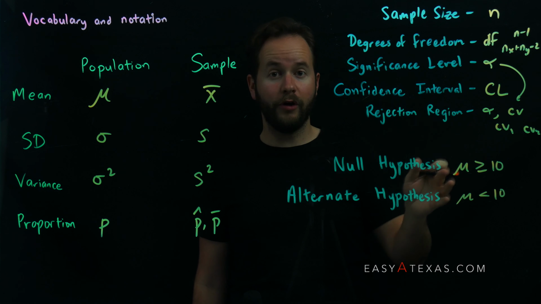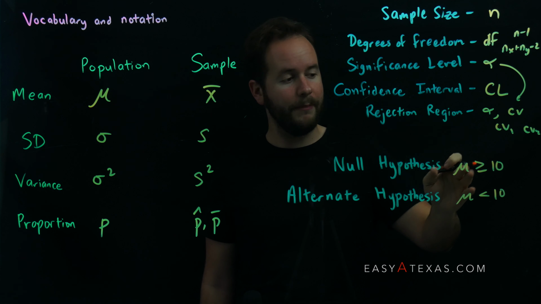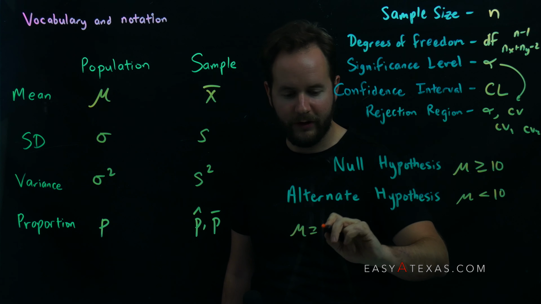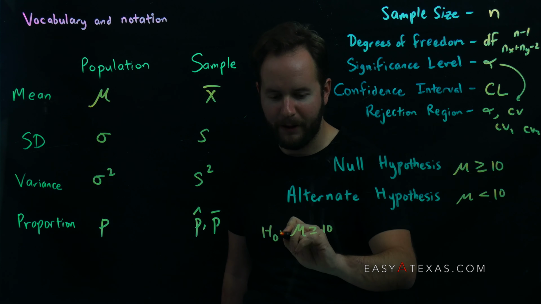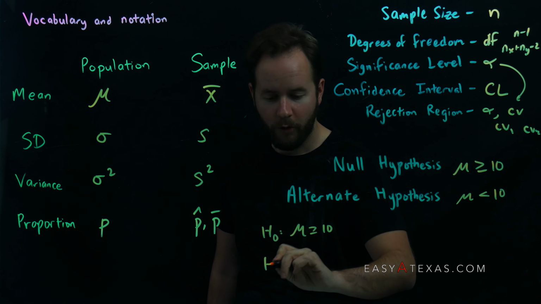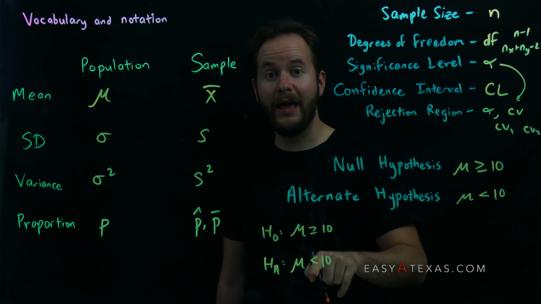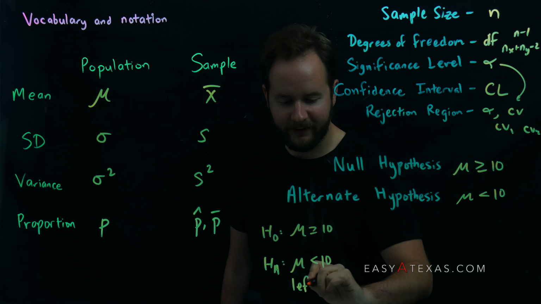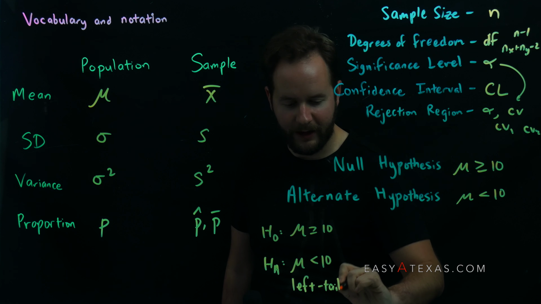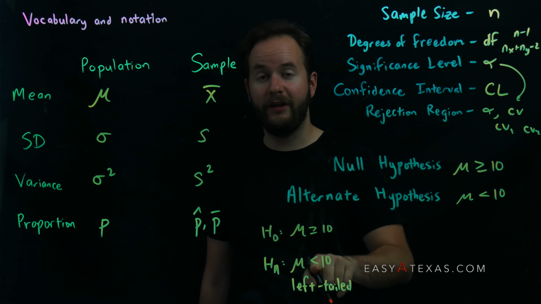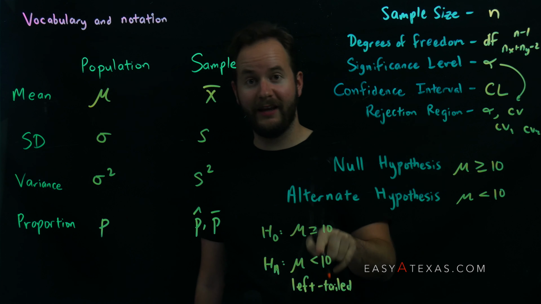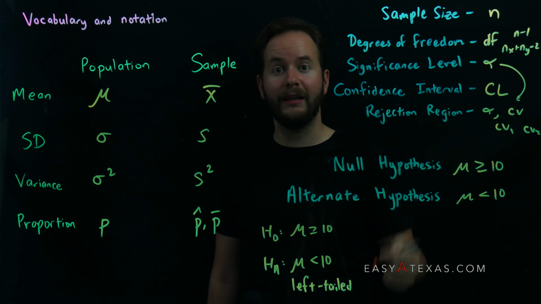Now, of course, there's all sorts of different ways we can create our hypotheses. We could say something like mu is greater than or equal to 10. This would be our null hypothesis. We denote that with H sub 0. While our alternate hypothesis would be mu is less than 10. This would be a left-tailed test. We'll go ahead and label that. This is left-tailed because we're looking at HA. The alternate hypothesis tells us what tail we're using. So less than 10 would be a left tail.